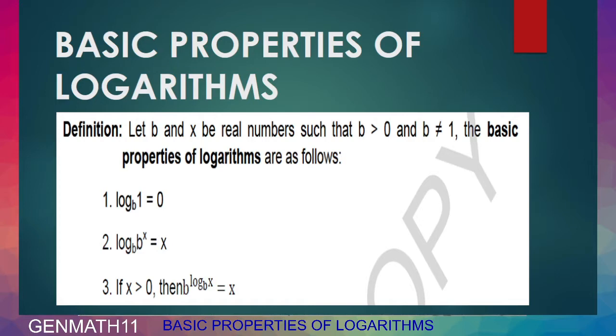Next, property number 3. So, if x is greater than 0, then b raised to log x to the base of b is equals to x. Kapag naman yung base natin, di ba may nakalagay tayong logarithm sa ating exponent. So, ibig sabihin, yung ating logarithms dyan, kapag yung x natin dyan is greater than 0, so, it will be the value of this b raised to log x to the base of b. So, yun yung magiging value niya.